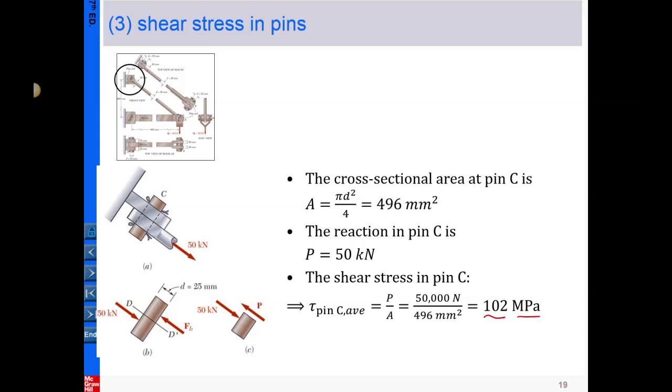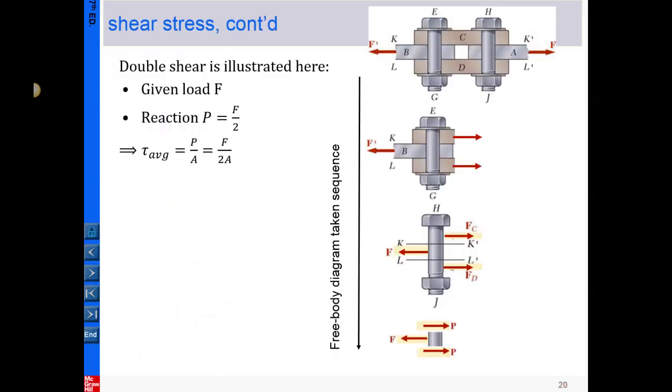Okay, now we move on to the next example here. So here, sorry, these are the slides for the double shear, just for your reference here. Okay, double 2.